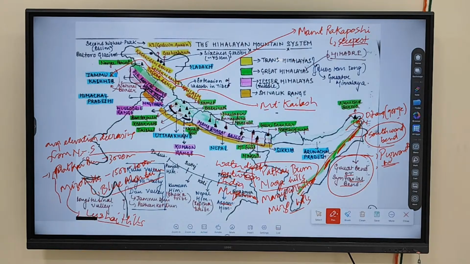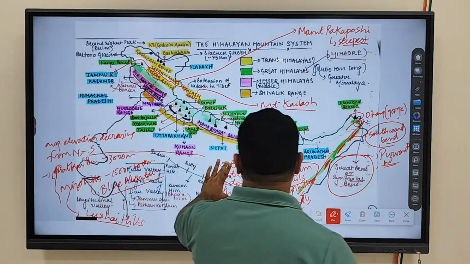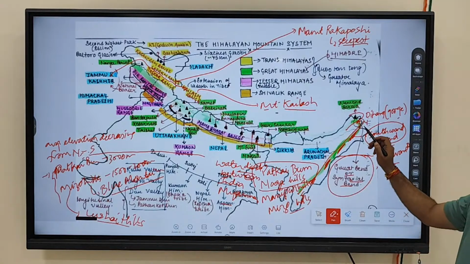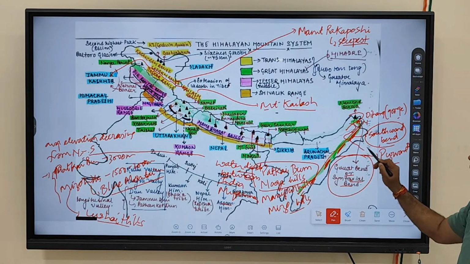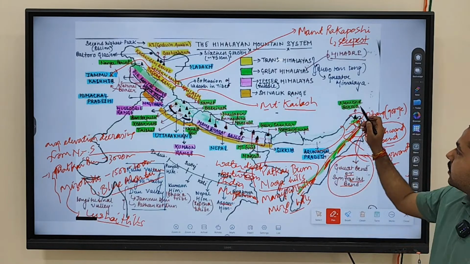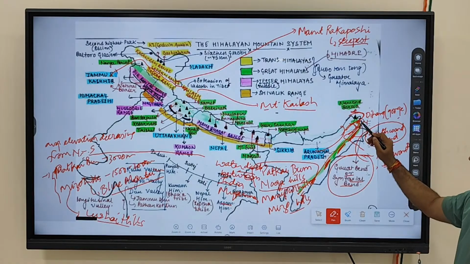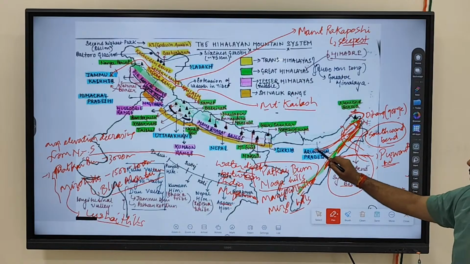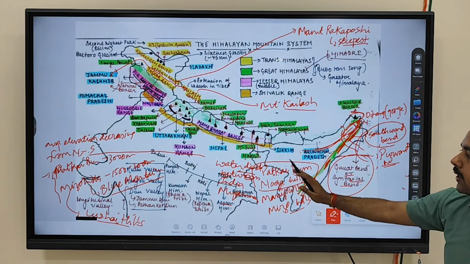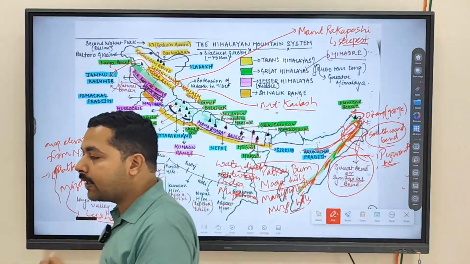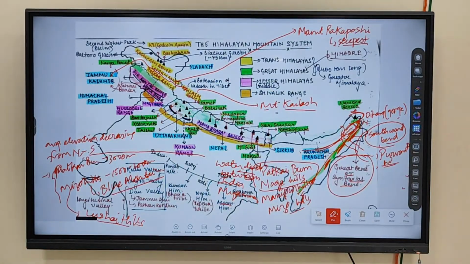We have written that Patkai Bum and Naga hills act as a water divide between India and Myanmar. What is a water divide? We discussed that rivers will not flow from India into Myanmar. Here a different river, there a different river. That is called a water divide. The Dihang enters like this, and Patkai Bum and the other hills don't allow it to move this side, so it moves towards this side. It doesn't allow the rivers to move from India towards Myanmar.